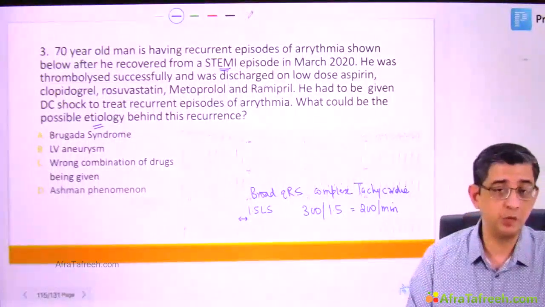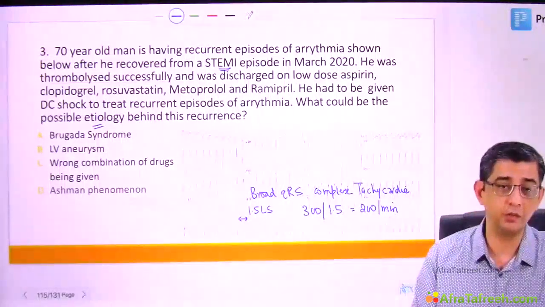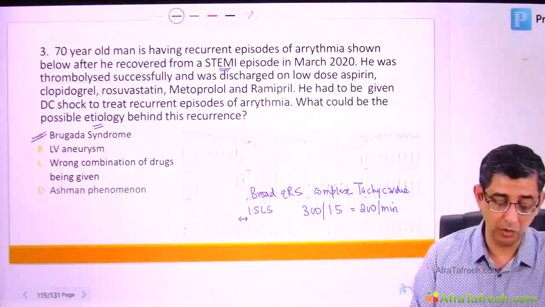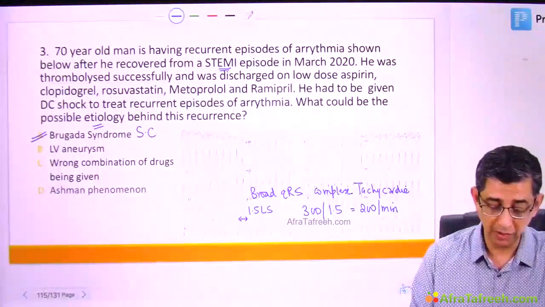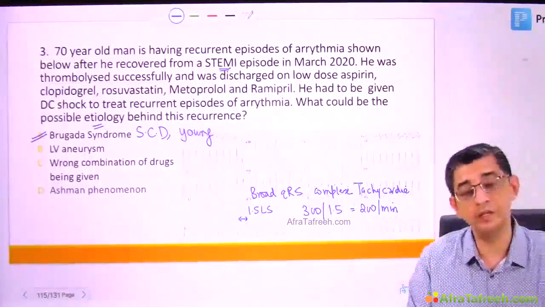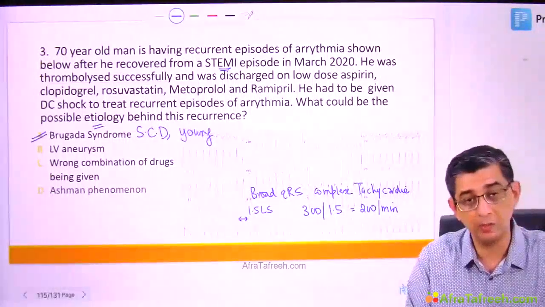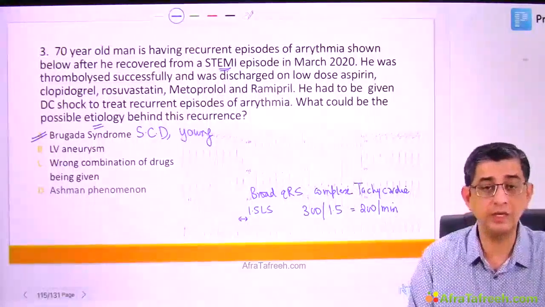Option number A says Brugada syndrome. See, patients of Brugada syndrome will not have a myocardial infarction. No, Brugada will cause sudden cardiac death. I'm ruling out option number A because one, it will occur in young people. The history in this young man will be that either he suffers from recurrent episodes of palpitations or pre-syncope or syncopal episodes, and his elder brother had died suddenly.